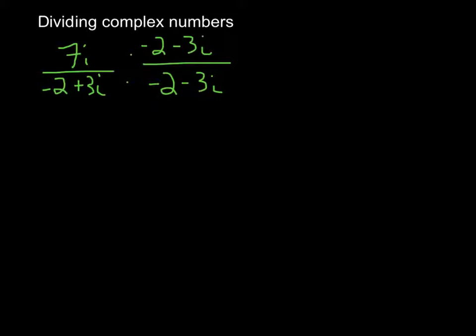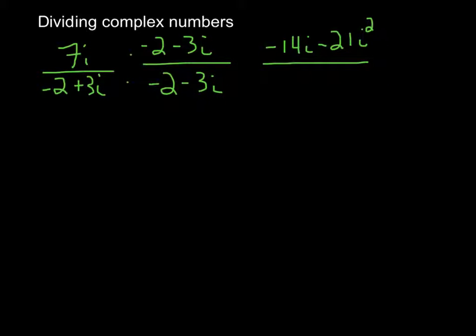Okay, so we can do that now. We'll look at this one. 7 times negative 2 would yield me negative 14i. 7i times negative 3 would be negative 21i squared. We'll leave that alone just for a moment. Now let's look at the denominator portion.